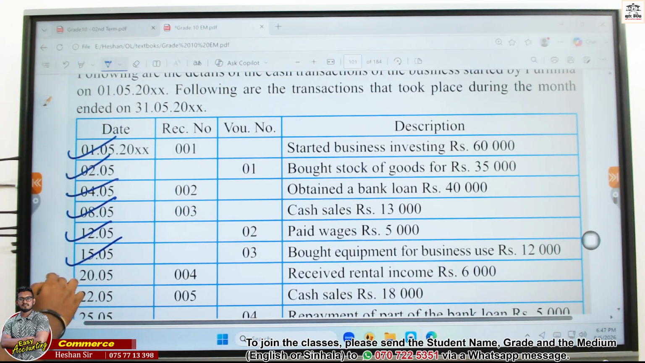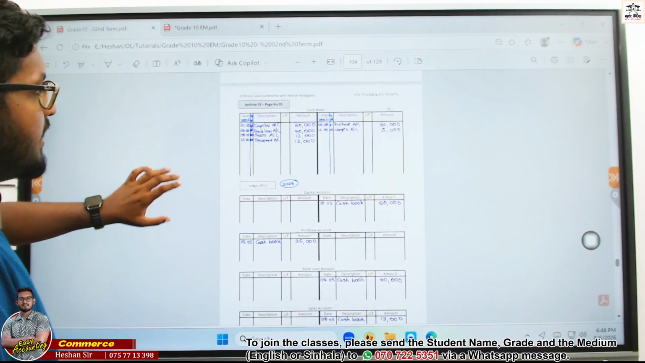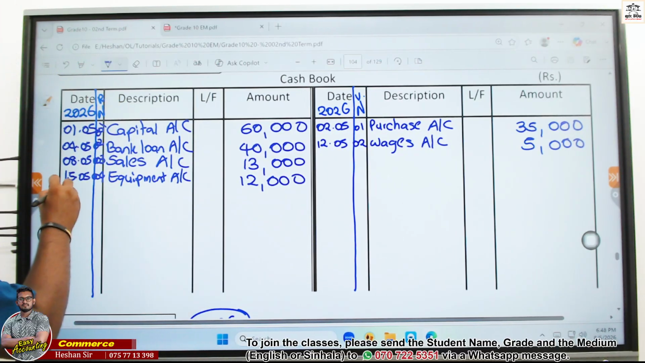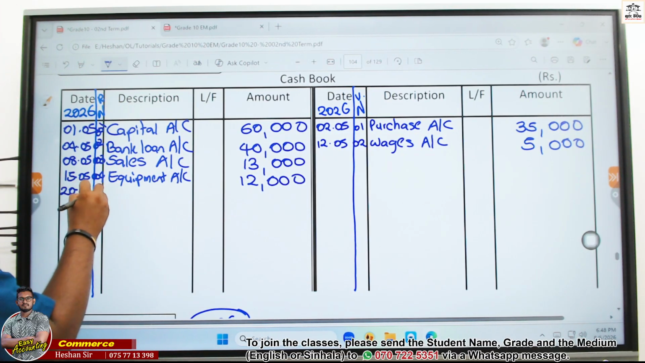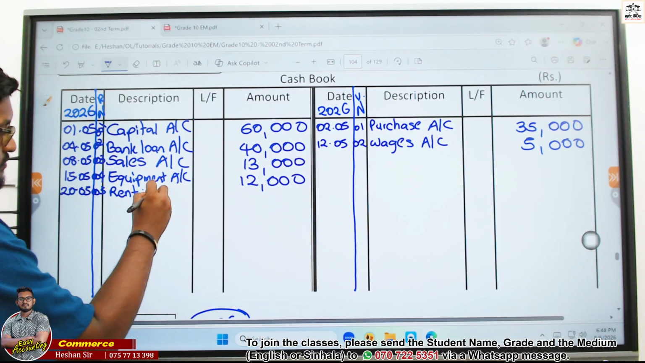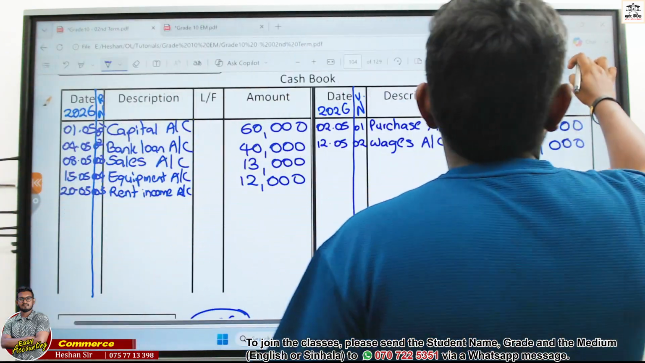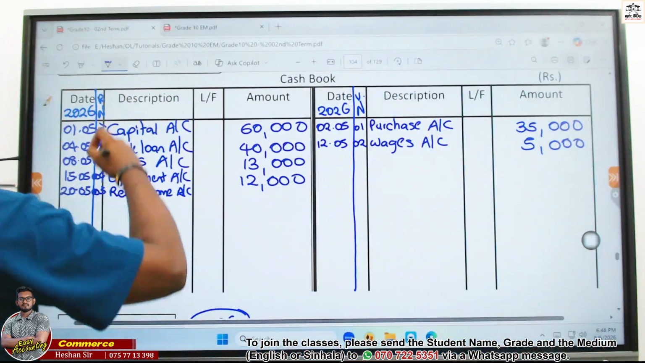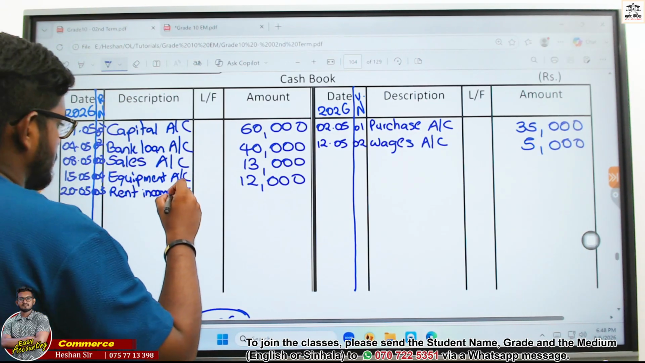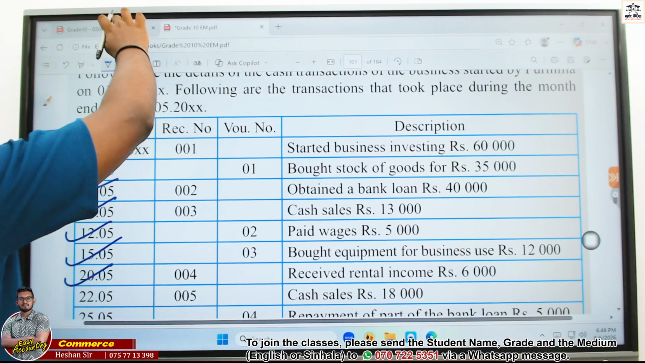Receive rental income 6,000, 20th of May. Receipt 005. Rent income account. We receive rent income. 20th of May. How much did we receive as rent income? 6,000.